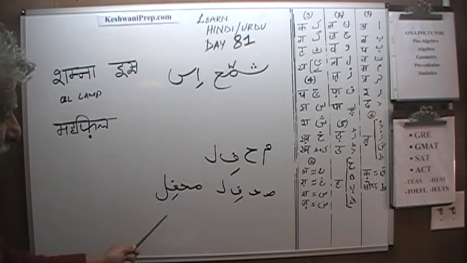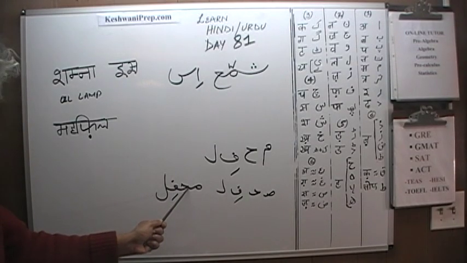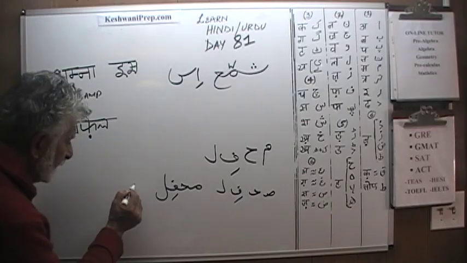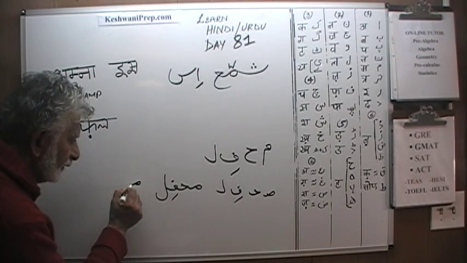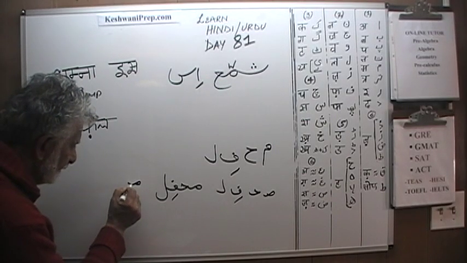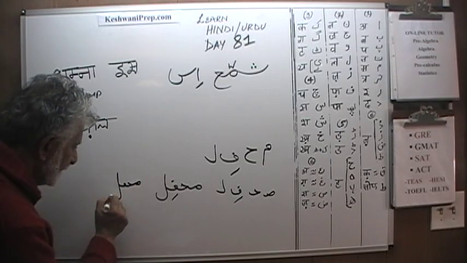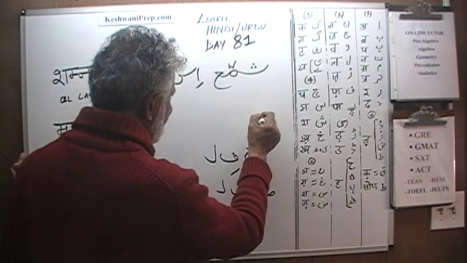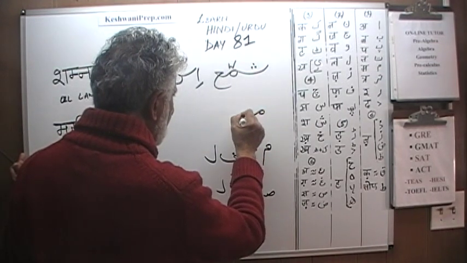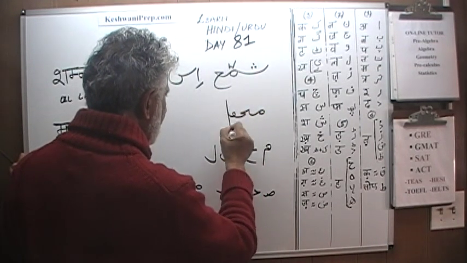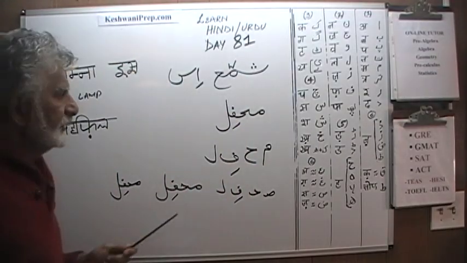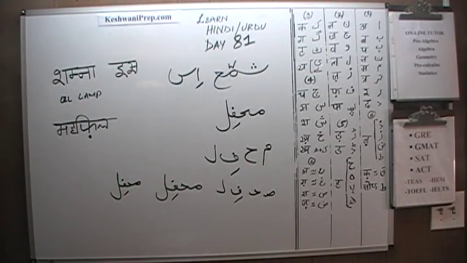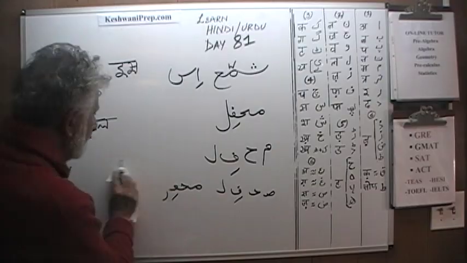However, when I was writing it, you notice that here I had to lift my hand. We don't like lifting our hand in Urdu if we can help it. See, mim, and then I had to lift my hand to make a he, and then a fe and a lam. We don't like that. This is grown-up handwriting. This is mim, he. We write it like this, and then a fe. There you go. That reads mahfil. Shamma is mahfil.